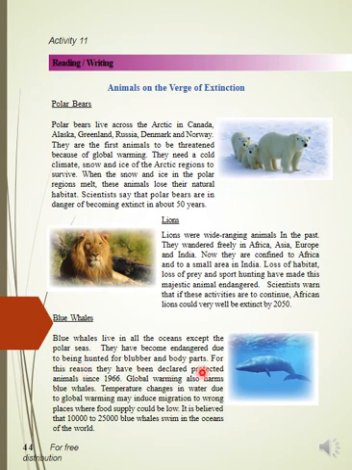Temperature changes in water due to global warming may induce, it means increase, migration, it means movement, to wrong places where food supply could be low. Due to the high temperature, blue whales are moving around the sea where they don't get much food. It is believed that 10,000 to 25,000 blue whales swim in the oceans of the world.